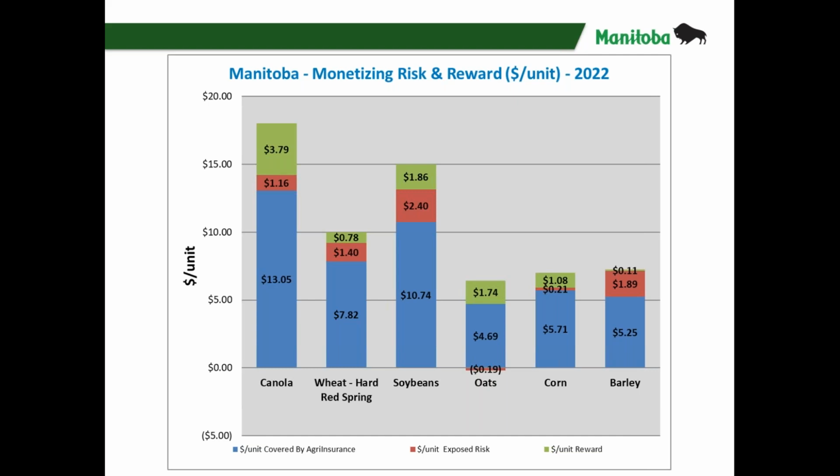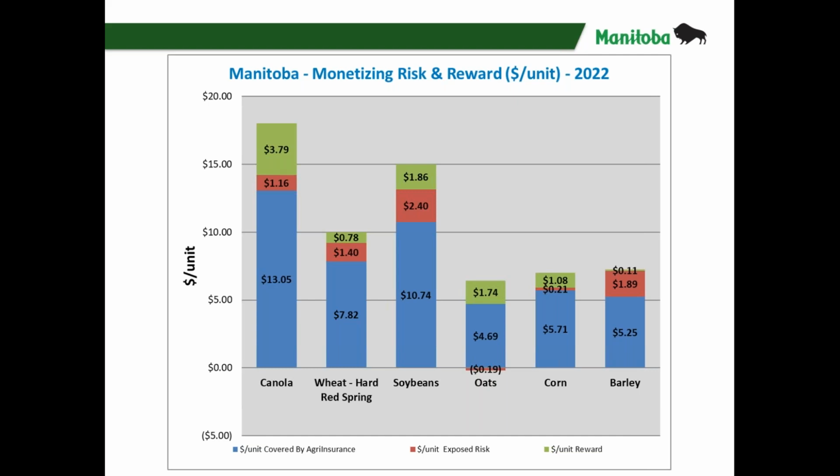Let's look at the cereals: hard red spring wheat, oats, and barley. On red spring wheat, we're risking $1.40 a bushel to get 78 cents a bushel of profit. Where we look at oats, and thinking back to those slides where we can actually insure a small profit, there's no risk. Essentially, it's in a negative. There's no risk, there's only reward in this, and it's $1.74 a bushel.